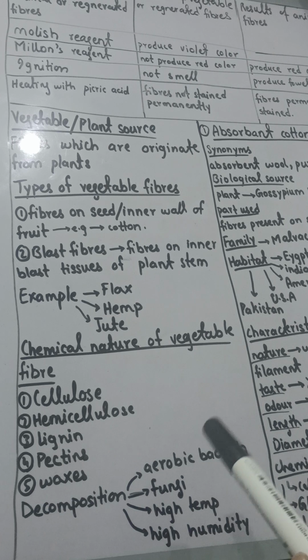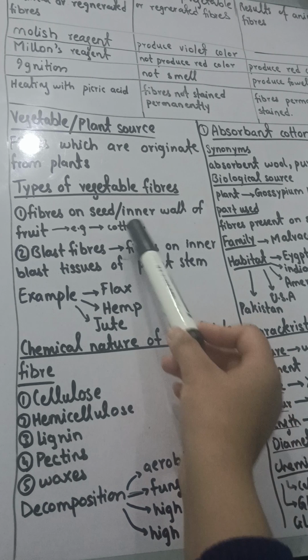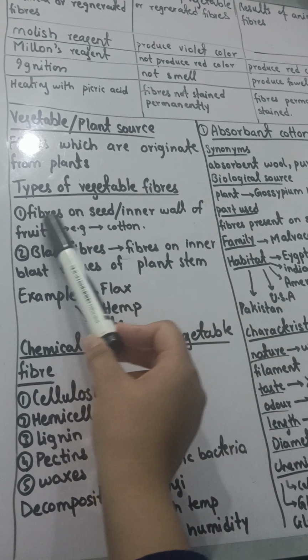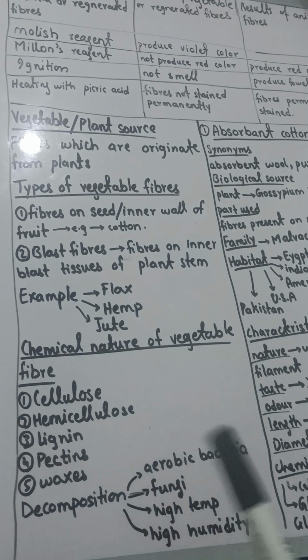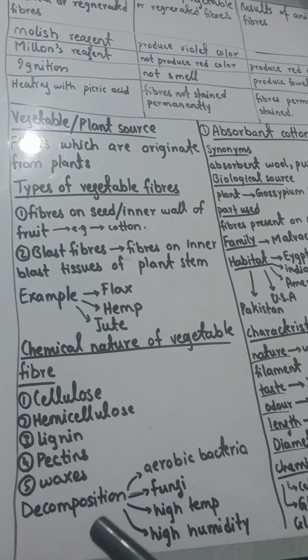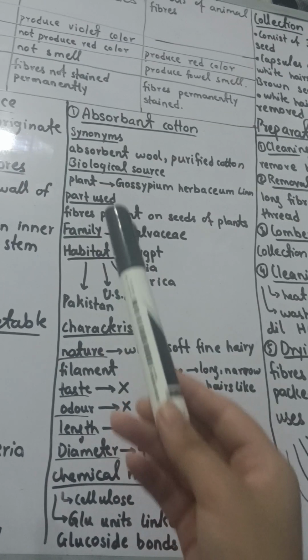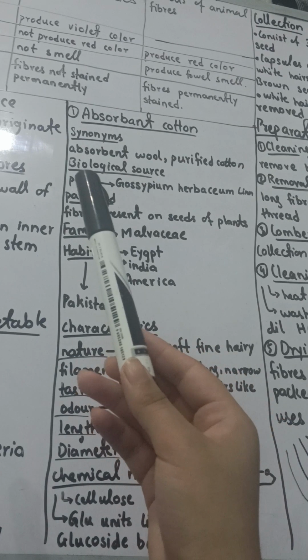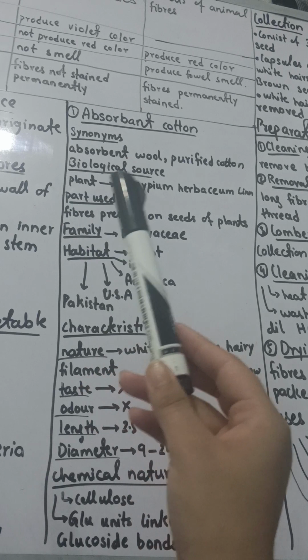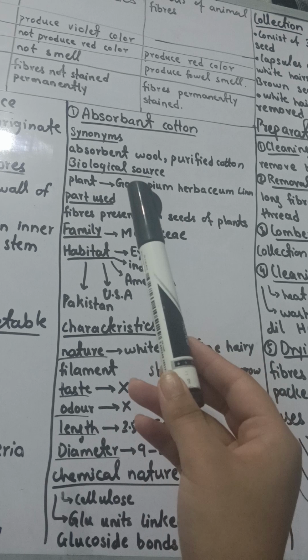Now let's start the first vegetable source fiber, which is cotton. Cotton is present on the inner side of your seed or the inner wall of your fruit. So let's start with absorbent cotton. Here I have written about absorbent cotton. What are its synonyms? It is also called absorbent wool and purified cotton. What is the biological source of it?